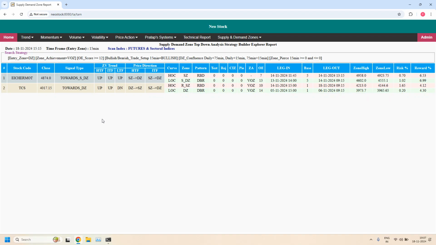Why daily demand zones? Because the 15 minute demand zone together with the 75 minute demand zone are part of the daily demand zone. That is LTF, ITF, HTF confluence, zone confluence. So that's why daily demand zones having daily EMA confluence are even more high probability trade setup supported stocks.